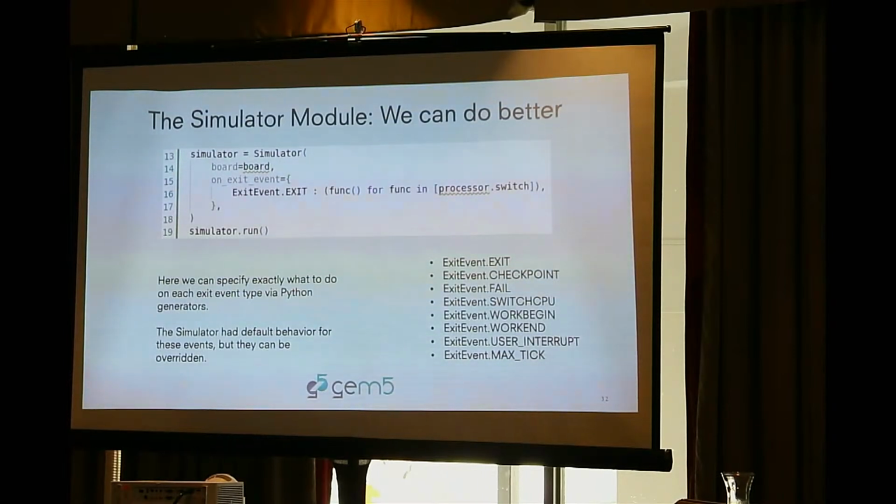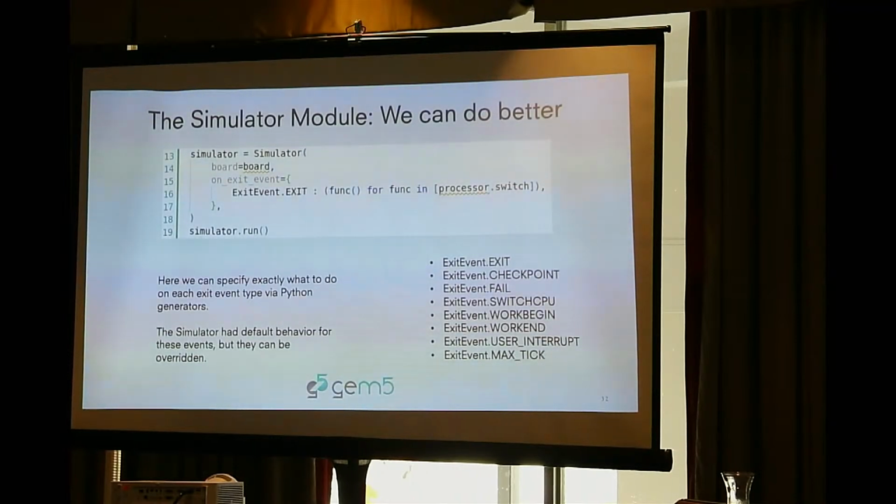ExitEvent.EXIT, which is when you run the m5 exit command. ExitEvent.MAX_TICK, when you've declared that the simulation should only run up to a certain number of simulation ticks. That's another exit event. ExitEvent.USER_INTERRUPT: if someone types Control-C, that's another sort of exit event. So the simulator will catch what type of exit event it was, and you'll be able to declare what to do when you reach that exit event.